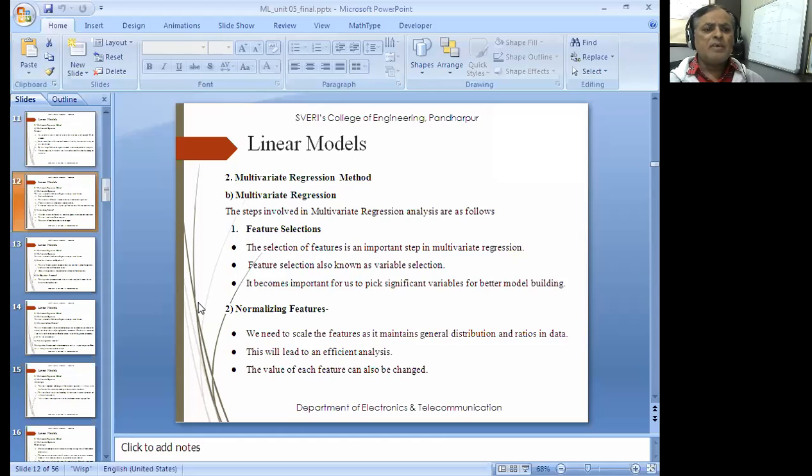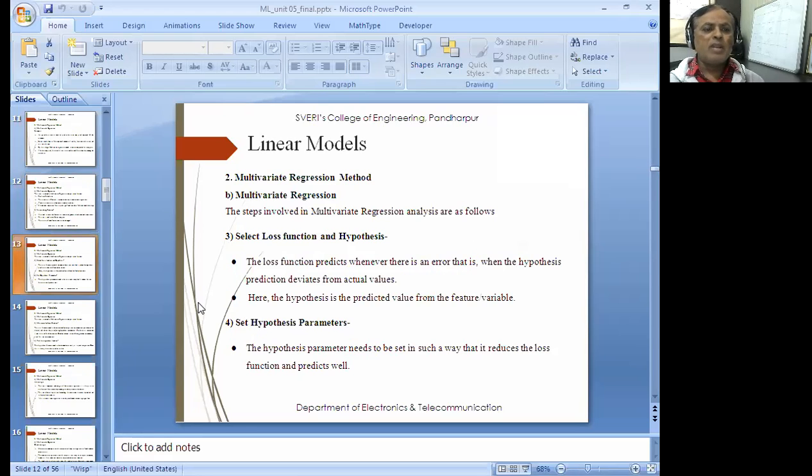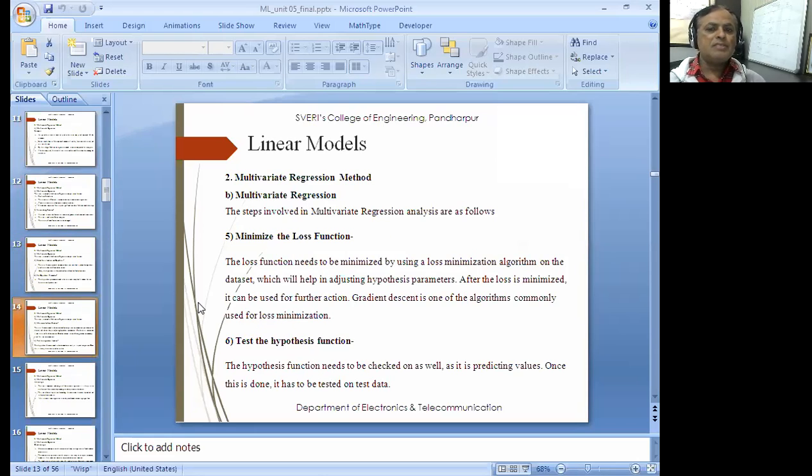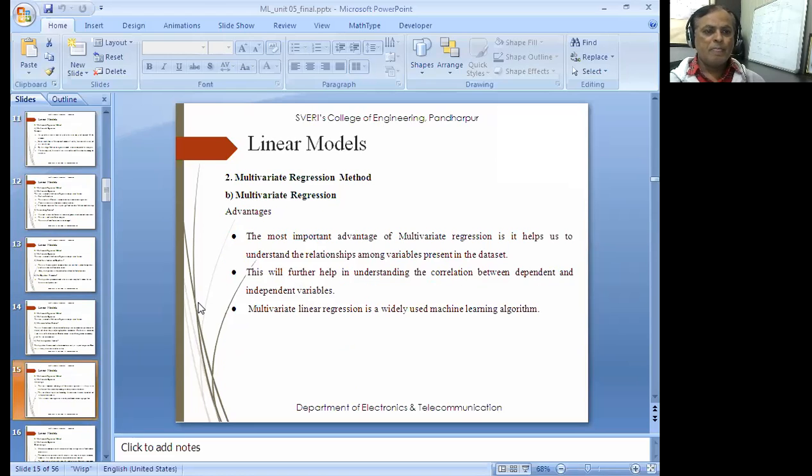Then how does this multivariate regression actually proceed? It follows a few steps. First is feature selection. The second one is feature normalization. Then selecting the loss function and hypothesis, setting the hypothesis parameters, minimizing the loss function, and testing the hypothesis function. These are some of the steps included in multivariate regression.